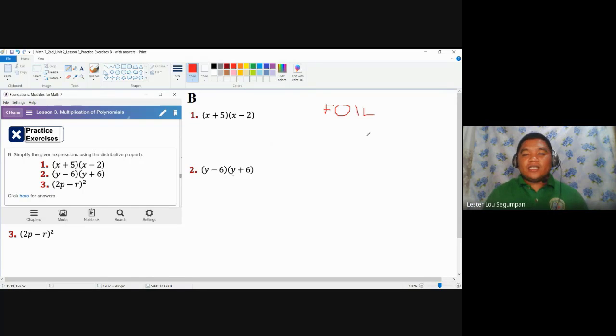The FOIL method is just the style name for a technique in distributing the terms for these expressions here. The FOIL method actually means we are going to take the product of the first terms. The first terms are the red terms. So we are going to take first the product of these two.